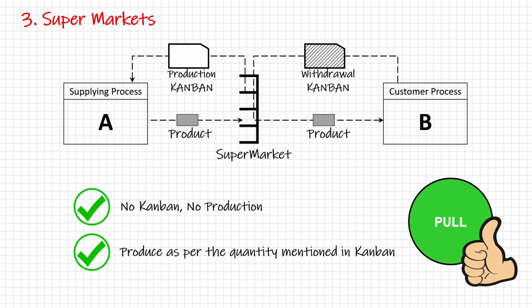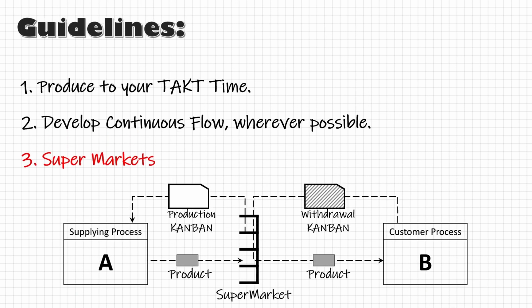Supermarkets are a great tool, but before you decide to use any supermarket, make sure that you have introduced continuous flow across as many process steps as possible. Because no doubt the supermarkets eliminate the need of production scheduling, but they also create WIP between process steps. And it also requires extra material handling.